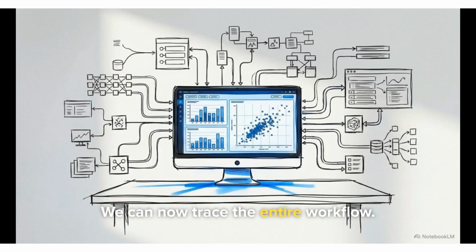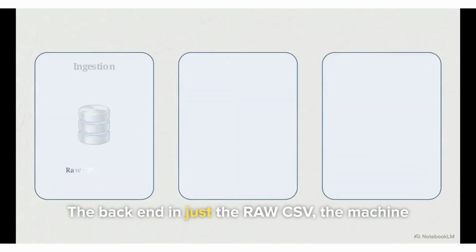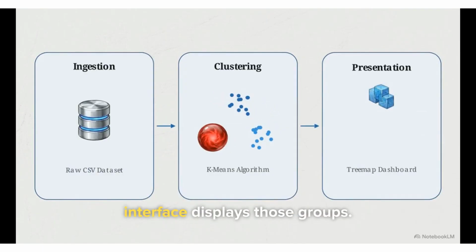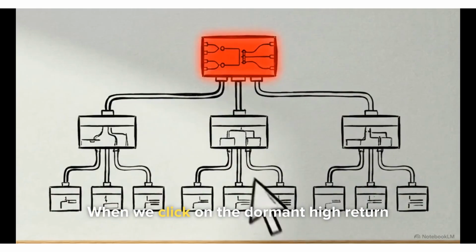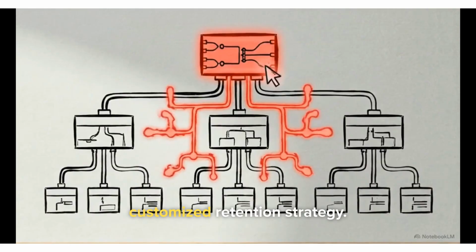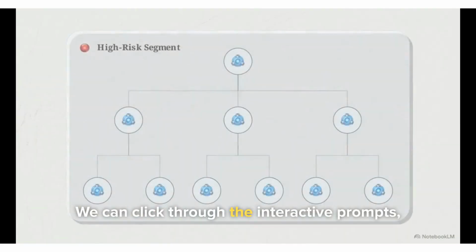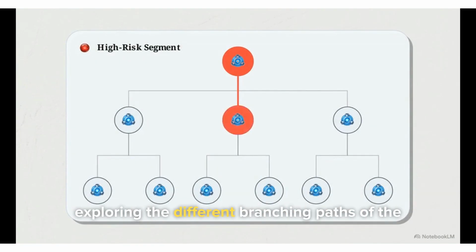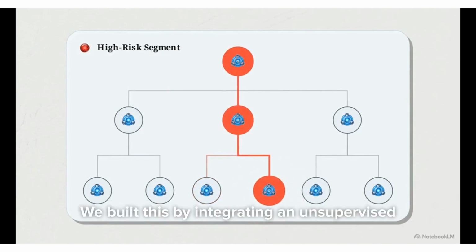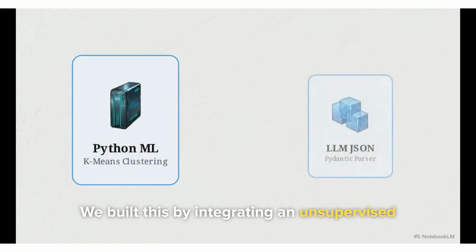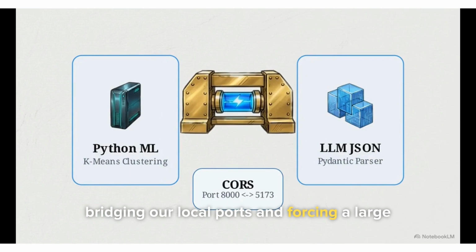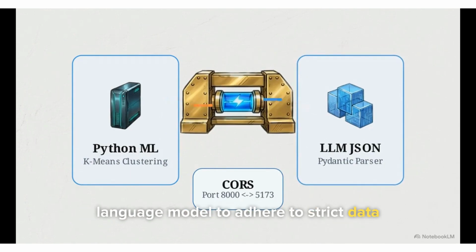We can now trace the entire workflow. The backend ingests the raw CSV, the machine learning algorithm clusters the users, and the interface displays those groups. When we click on the dormant, high-return segment in the dashboard, the AI generates a customized retention strategy. We can click through the interactive prompts, exploring the different branching paths of the campaign designed specifically for this exact group. We built this by integrating an unsupervised machine learning model in Python, securely bridging our local ports, and forcing a large language model to adhere to strict data structures.